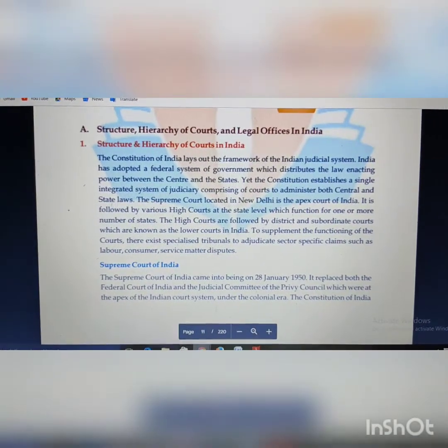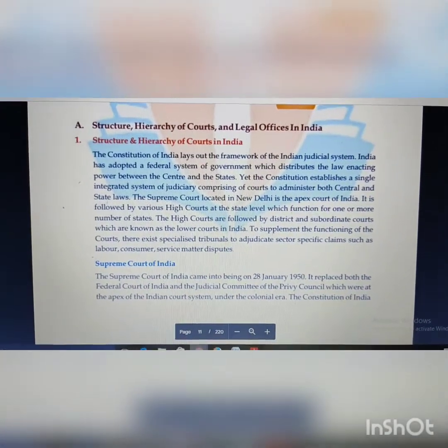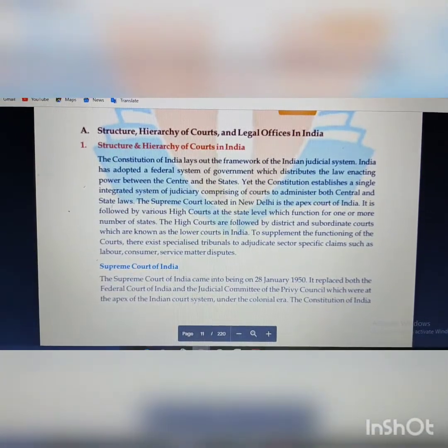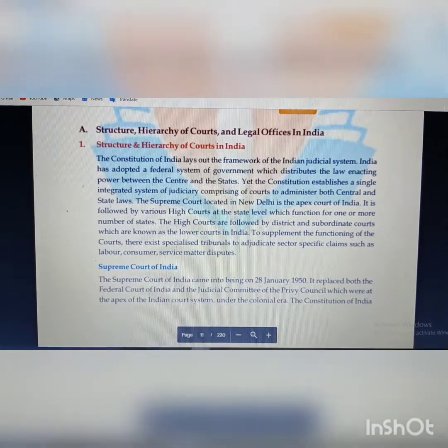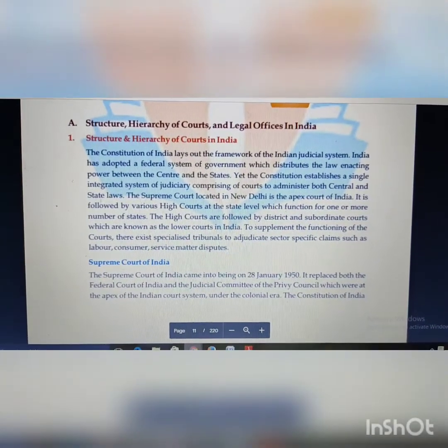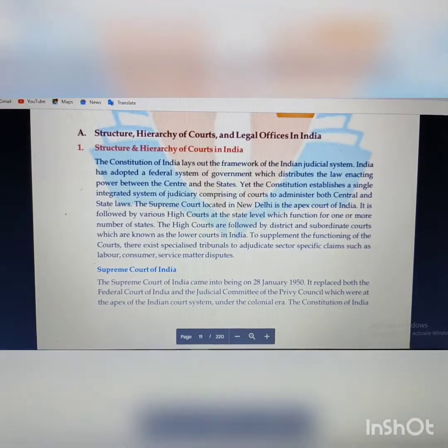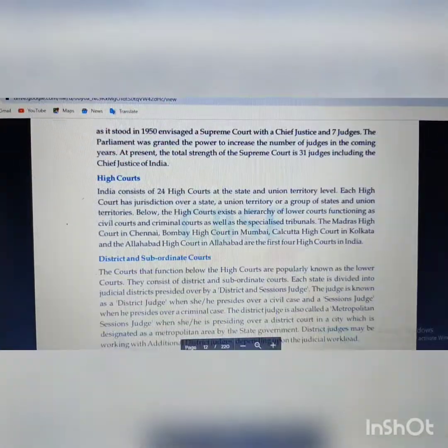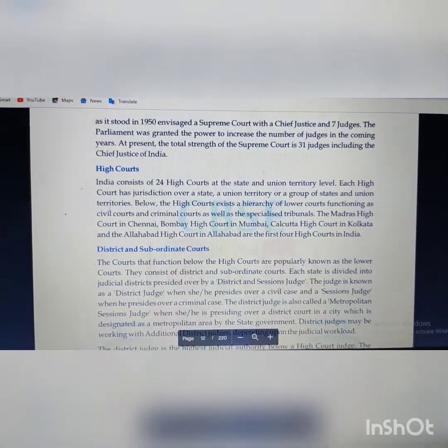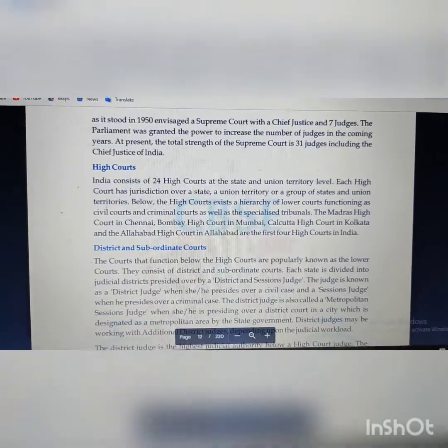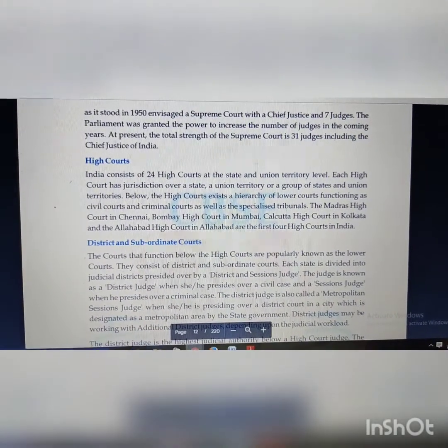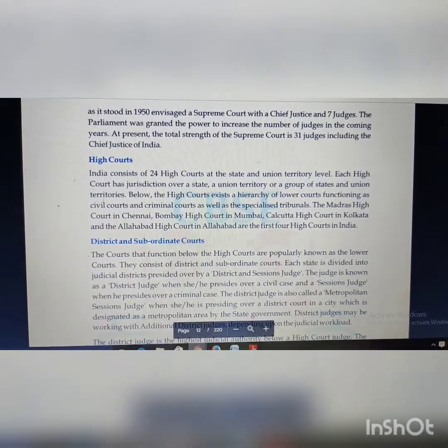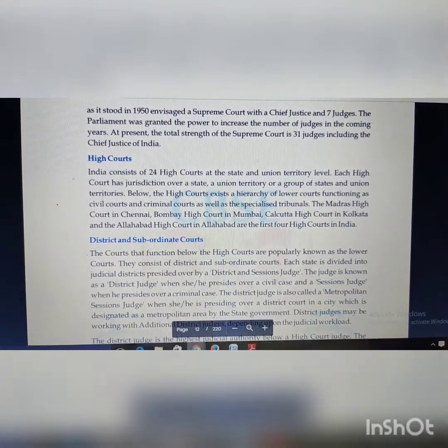At that time, a jury used to sit for hearing the high level matters. The jury used to sit and hear, and then came the verdict. But that jury system was replaced by the Supreme Court of India in a later year. The Constitution of India as it stood in 1950 envisaged a Supreme Court with a Chief Justice and 7 judges. Parliament was granted power to increase the number of judges in coming years.